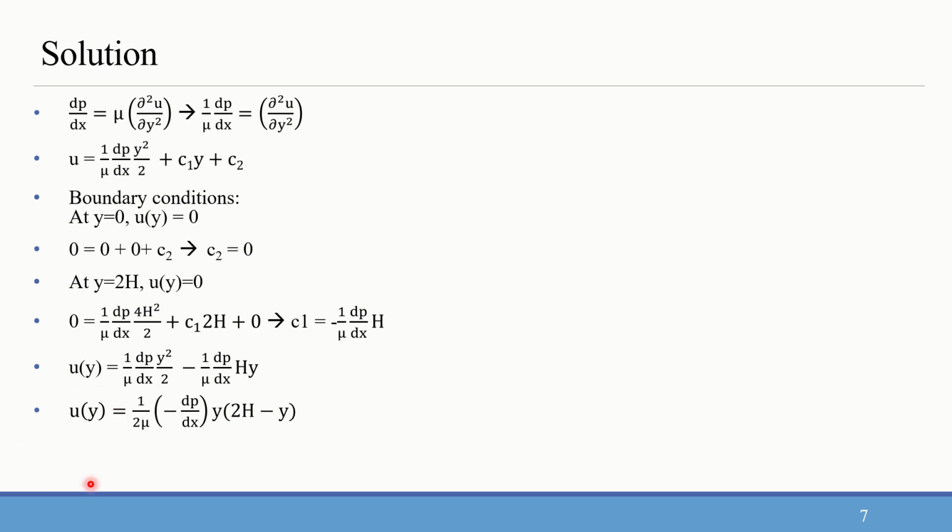So now from this what can we say? When y is equal to 2h, it becomes 0. That is based on our condition only. When y is equal to 2h, this term becomes 0, 2h minus 2h, so u becomes 0. When y equal to 0, again this term becomes 0, because y equal to 0 here.